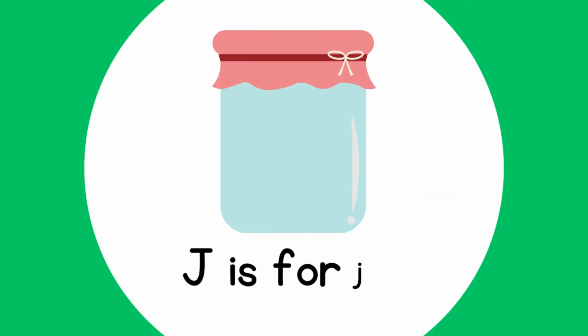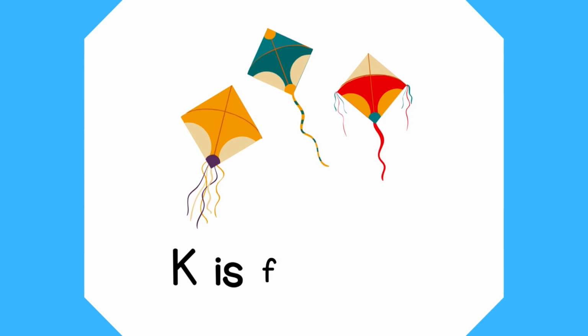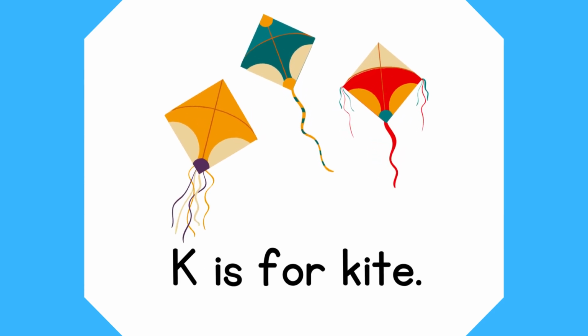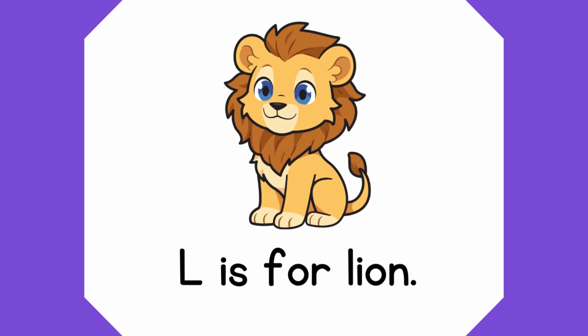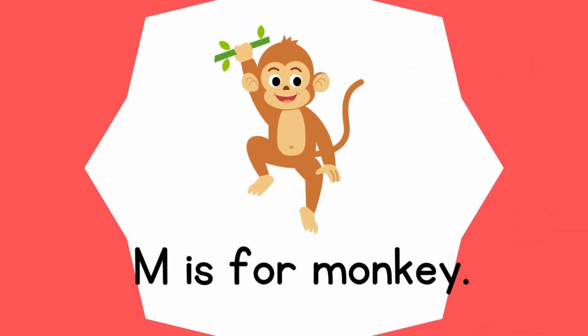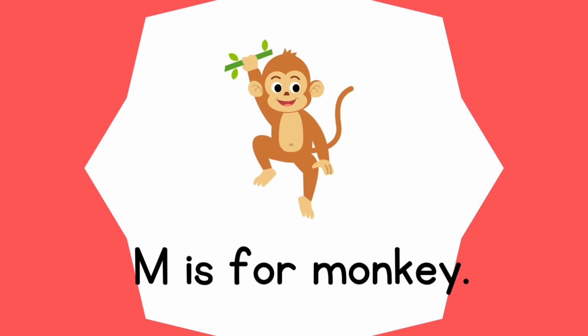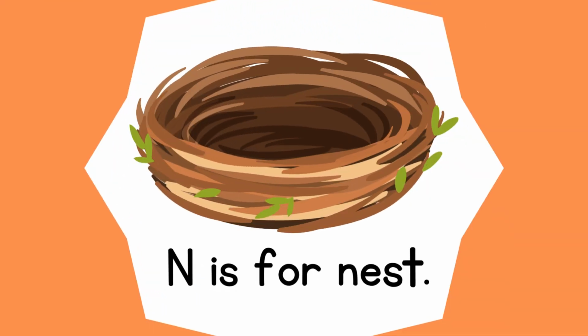J is for jar. K is for kite. L is for lion. M is for monkey. N is for nest.